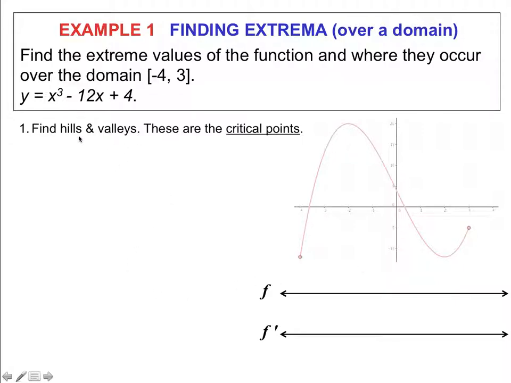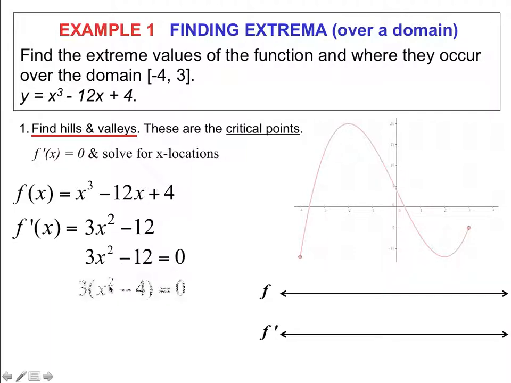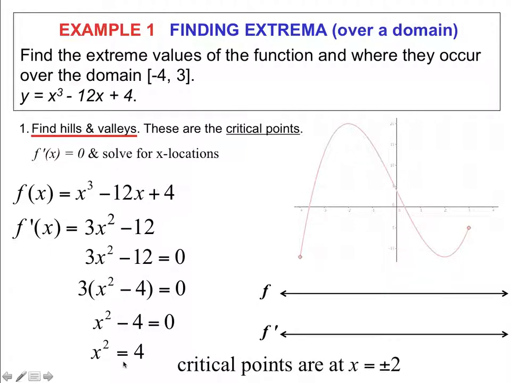So first, we're going to find the hills and valleys. So we're going to take the function and find its derivative. Okay, so if that's the function, x cubed minus 12x plus 4, the derivative looks like 3x squared minus 12. We're going to set that equal to 0 and solve that. So we're going to factor out a 3. We have x squared minus 4, and then we factor this. We could put the 4 on the other side and take a square root. And I guess that's what I do. But when we take that square root, please be sure to remember to put a plus or minus there.